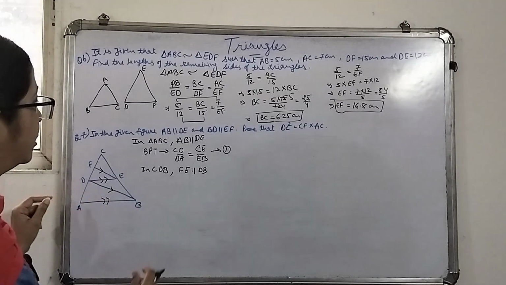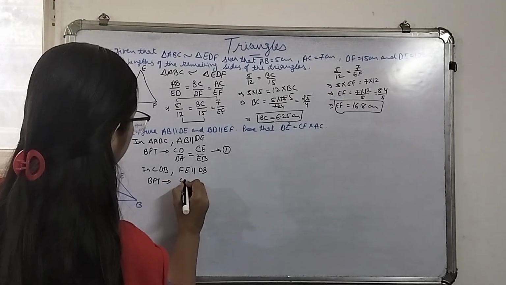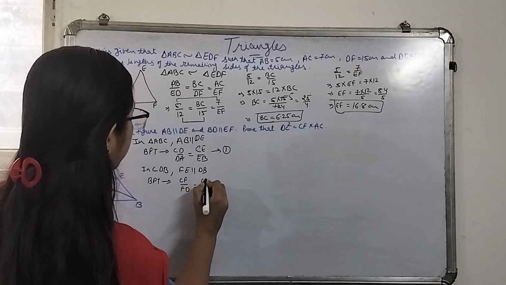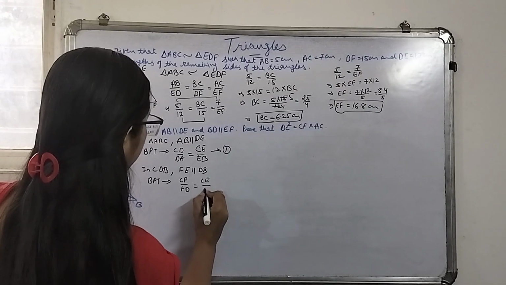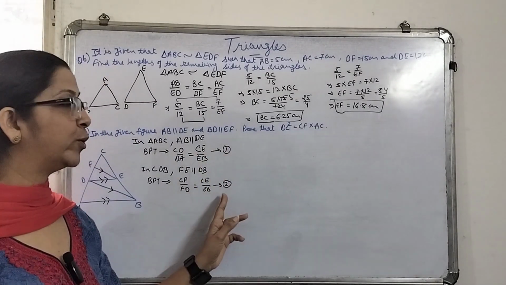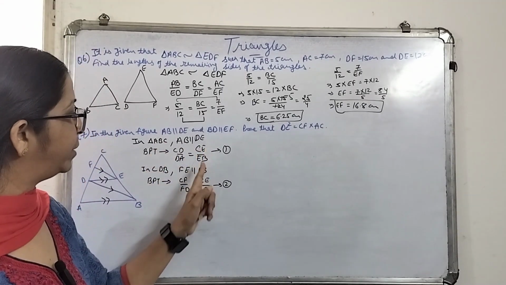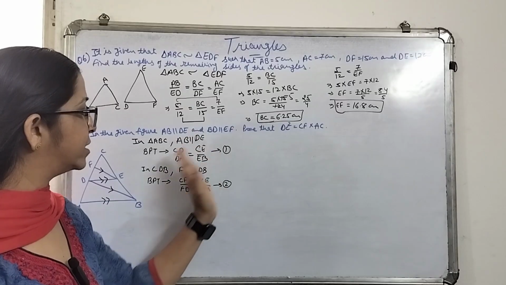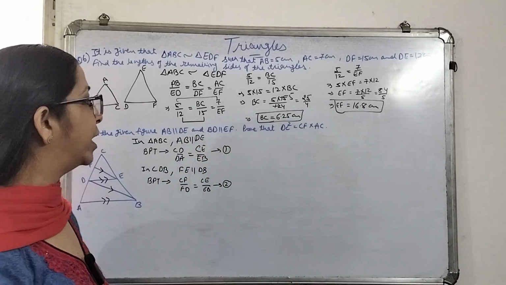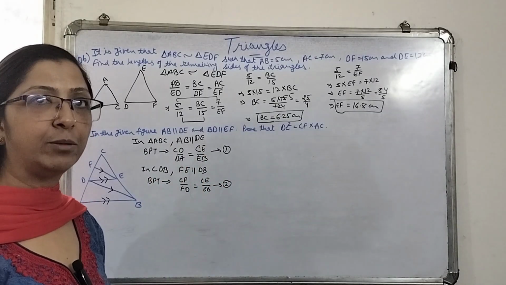If these two are parallel, so by BPT again we can conclude that CF over FD will be equivalent to CE over EB. Suppose this is your equation number 2. Now if we look at equation number 1 and equation number 2, we can see that CE over EB is common. The right hand side of both equations is the same, that is CE over EB. If the right hand side of these two equations are equal, that simply means their LHS part will even be equal.